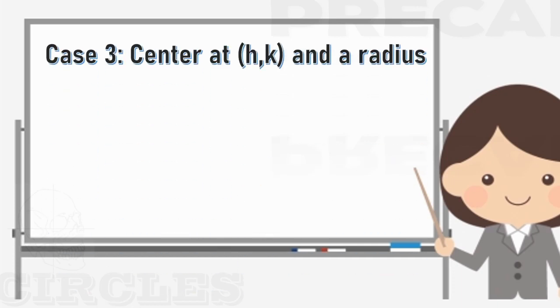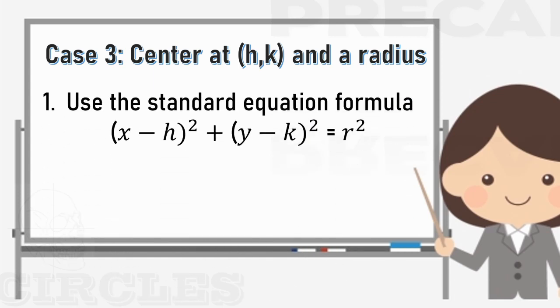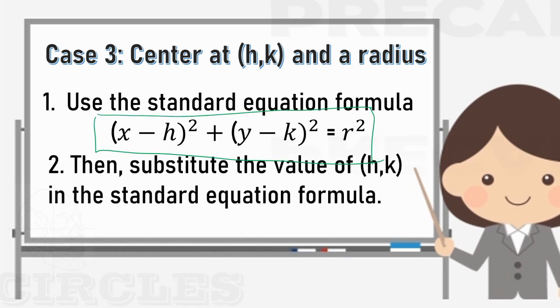For case number 3, given center at HK and a radius. First, use the standard equation formula. So, x minus h squared plus y minus k squared is equal to r squared. So, diba na, halos paulit-ulit lang tayo sa formula na to. And then, substitute the value of h and k in the standard equation formula. So, given naman yung center at hk, and then yung radius, so direct substitution nyo lang siya dito.